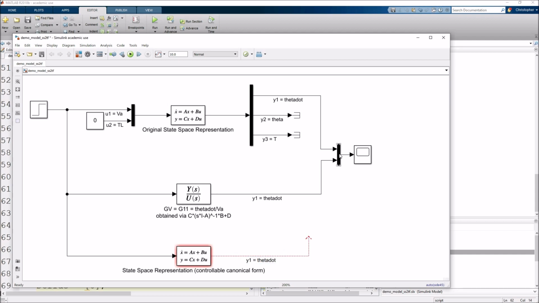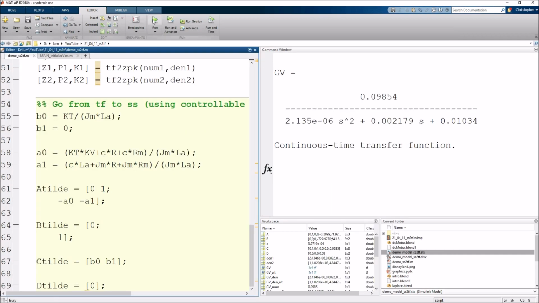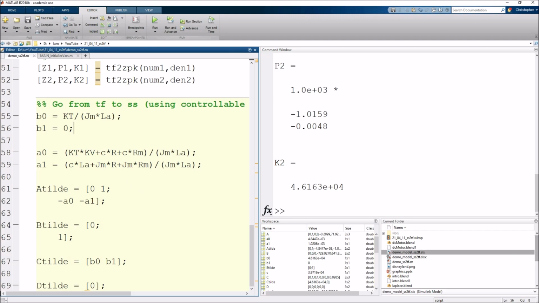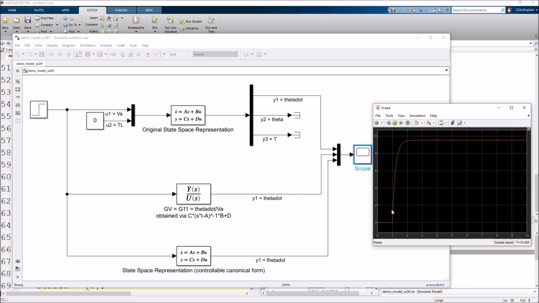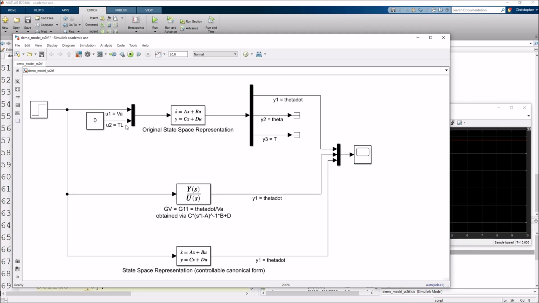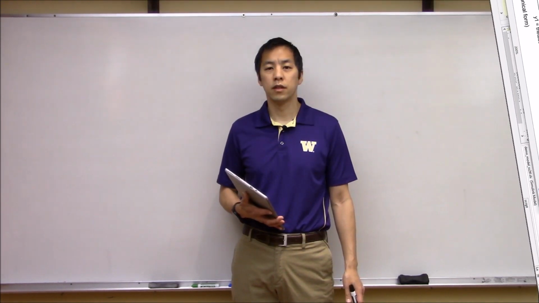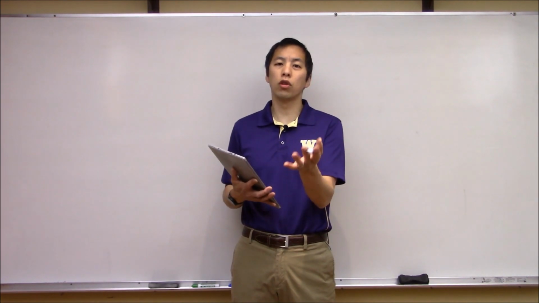Now let's add a third port to this mux and compare all 3 of these, because all of them should have the exact same input-output relationship. Let me run this script so we can define the A tilde, B tilde, C tilde, and D tilde matrices, and now run this model and open up the scope. And look at that, they all land on top of each other. So we see that all 3 of these representations, if we're talking about just the transfer function or the input-output relationship between U1 and Y1, are all the same thing. All right, great. So that was the controllable canonical form.